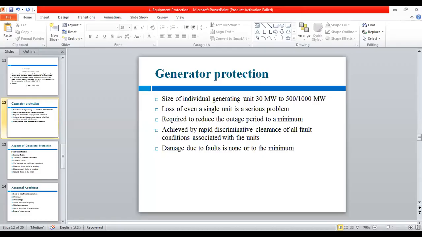Okay, and today we are going to see generator protection. All of you know about the generator, and we have to see how this generator is protected. Here again we are seeing the Merz-Price protection scheme, which is nothing but the differential protection scheme.